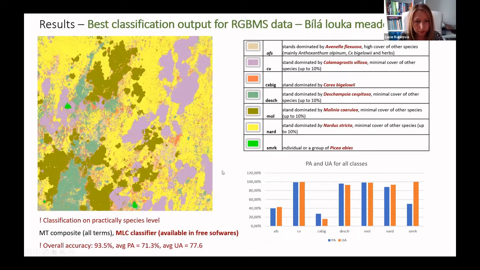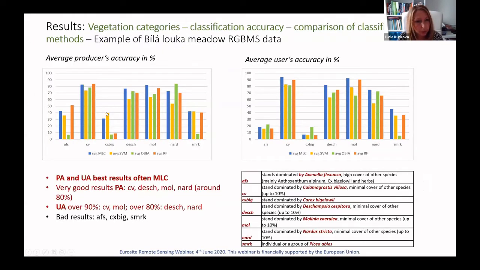This is maybe the most important output of our first year. This is a classification of the multitemporal composite for RGB MS data for Bílá louka meadow. We used the maximum likelihood classifier, and you can see that we classified almost at the level of individual species. These are grasses on Bílá louka meadow, and we reached really high overall accuracy. And as you can see, for several categories, it means for several species, we got very, very good classification accuracies. And here you can also compare the same categories and different methods of classification, because this is also important for the future to find the best method for each category. And again, very good results for the maximum likelihood classifier.